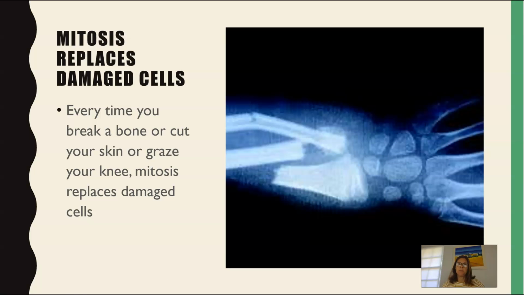So as I said before, it's about growth and repair. When we're growing, when we're getting bigger, we need more skin. So our skin's going to have to reproduce to make more cells to cover that growth. But mitosis also replaces our damaged cells. Every time you break a bone, you graze yourself when you fall off your skateboard, or you might have a large cut, our body is an amazing thing and can repair itself.